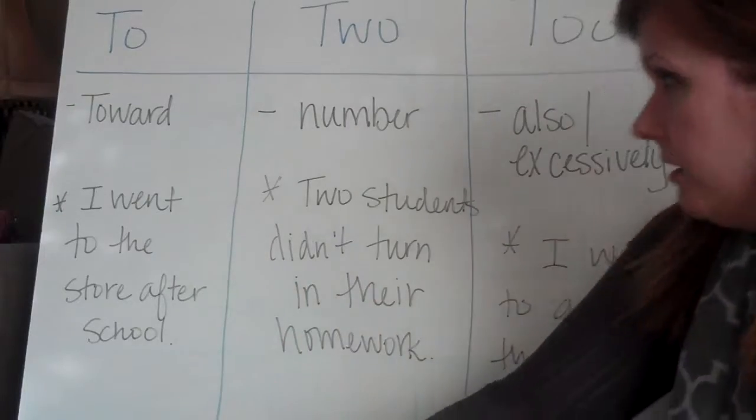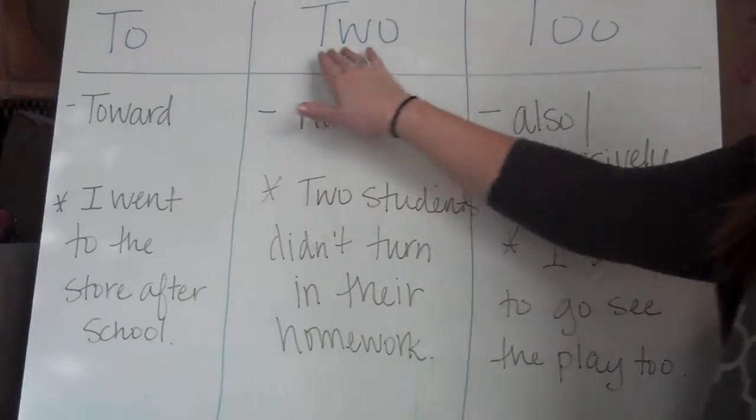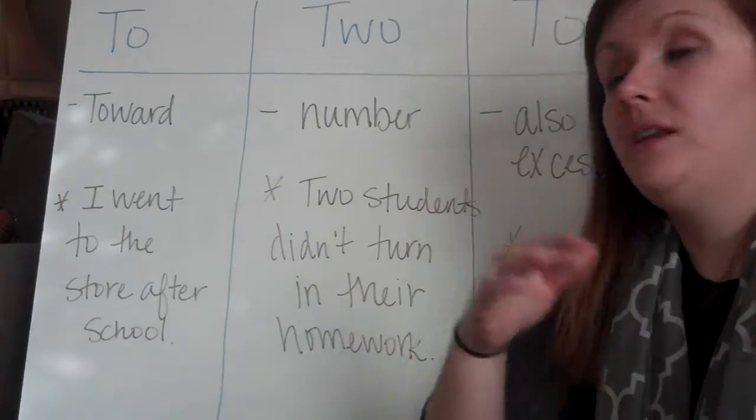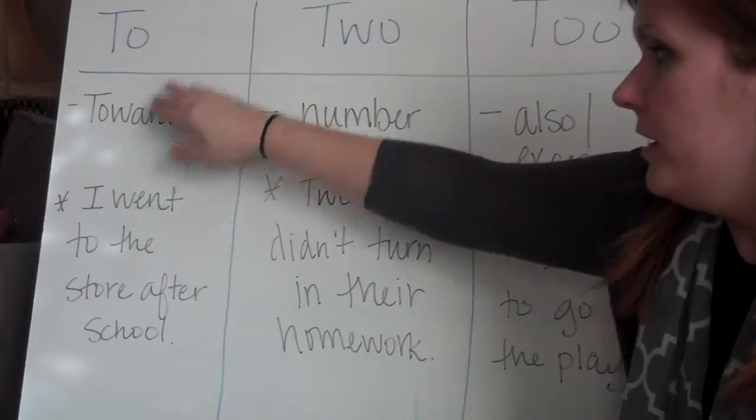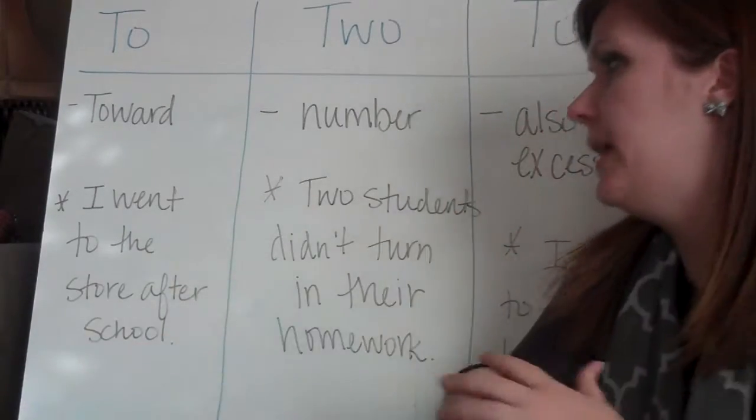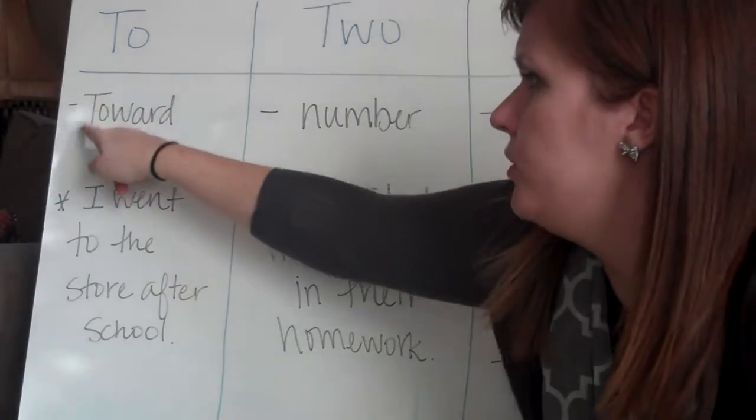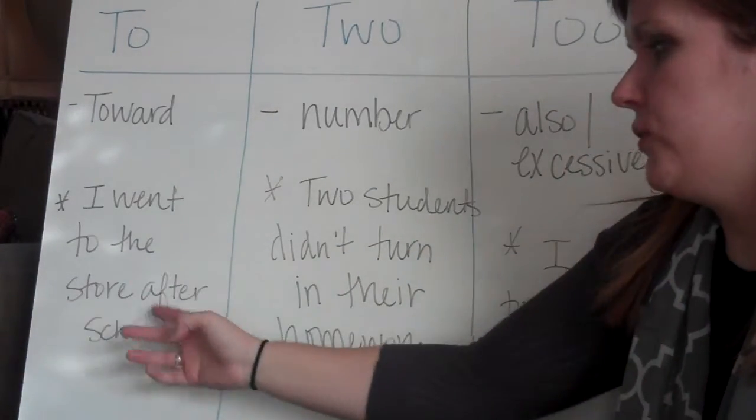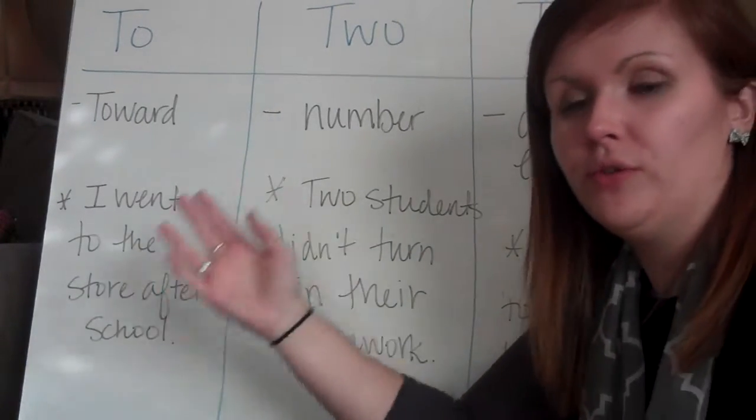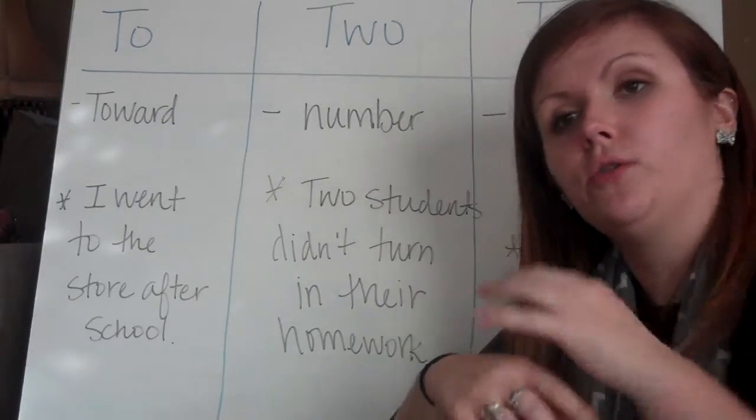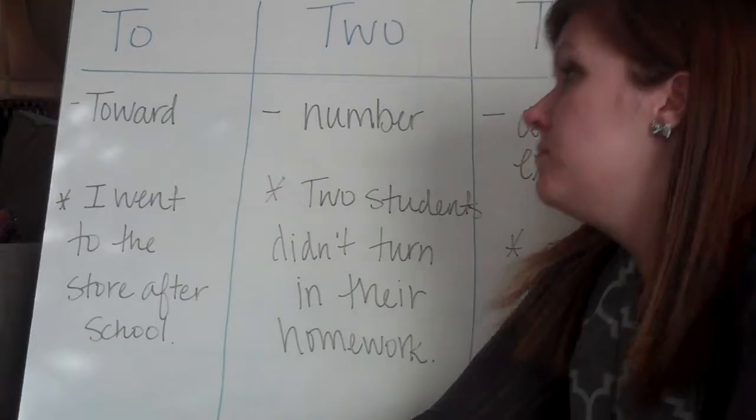Now, I'll start with T. This one is to, two, and too. They're all spelled differently. They all mean different things, but they all sound the exact same. T-O is toward. You're moving toward a goal. You're going to a certain place. So that's easy to remember because the word to is actually in toward. And you could say, like, I went to the store after school. I'm going to go to this place. So anything you're trying to achieve, a goal, either figuratively or you're literally going toward a place.